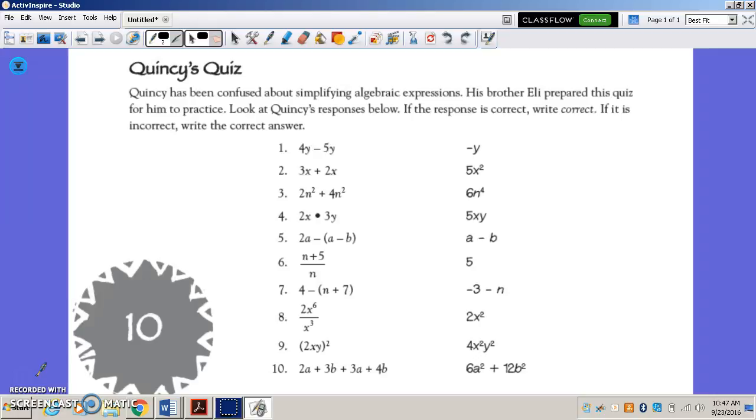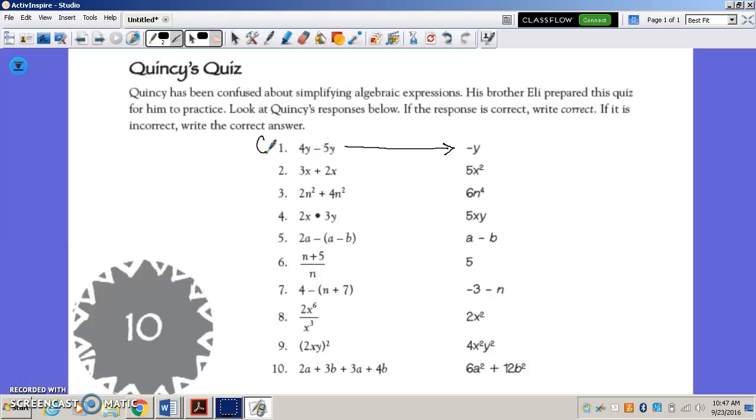So for today, we're looking at some expressions and we're simplifying them. Our task is to respond if it's correct or if it's incorrect. If it's incorrect, our task is going to be to correct it in a different fashion. So number one says 4y minus 5y is equal to negative y. That is indeed true. So I'm going to write C for correct.